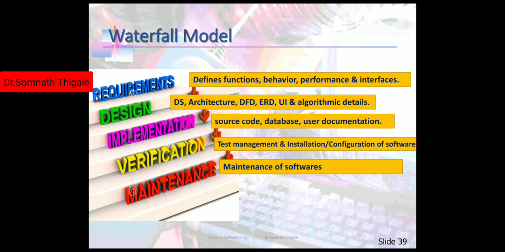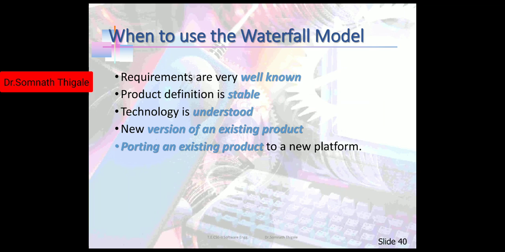Analysis deals with the requirement, so they have mentioned it as requirement. Designing deals with the approaches, maybe a function oriented approach or an object oriented approach. Implementation is writing code, where we will use the source code, database, and user documentation. Next is verification, which is nothing but the testing scenarios and testing process. And the next one is maintenance, which is required for maintenance of the software. So this is the simplest idea of the waterfall process model.